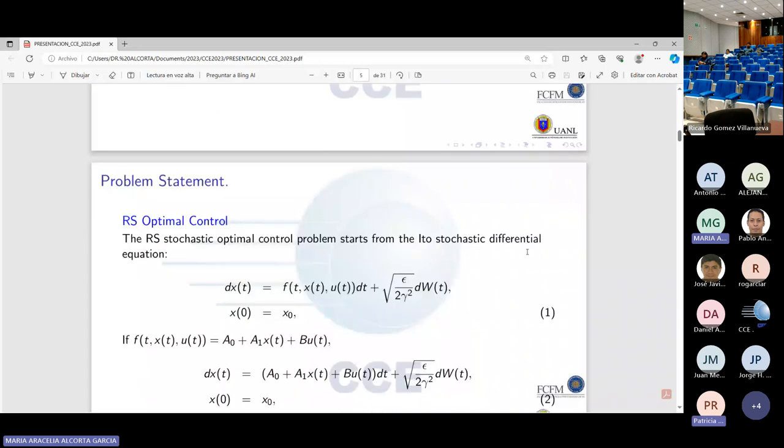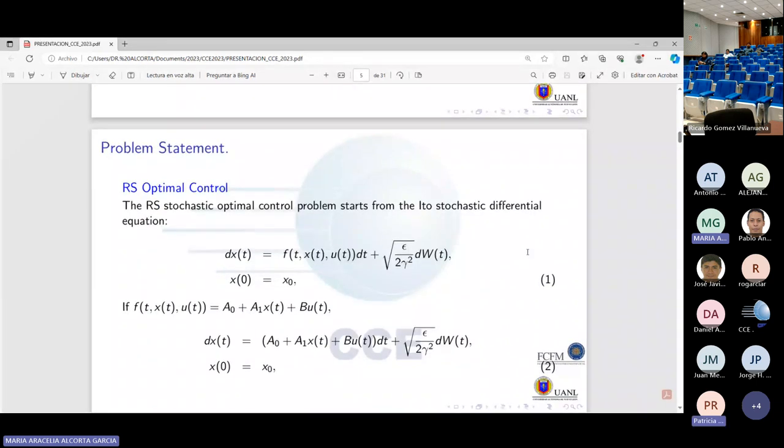As a problem statement for the risk-sensitive control, we have the state equation as number one. But if the derivative term f is changed to polynomial form, we get equation two. This is the form used for these non-linear systems. And you can see the participation of the noise as white noise with diffusion parameters epsilon and gamma.